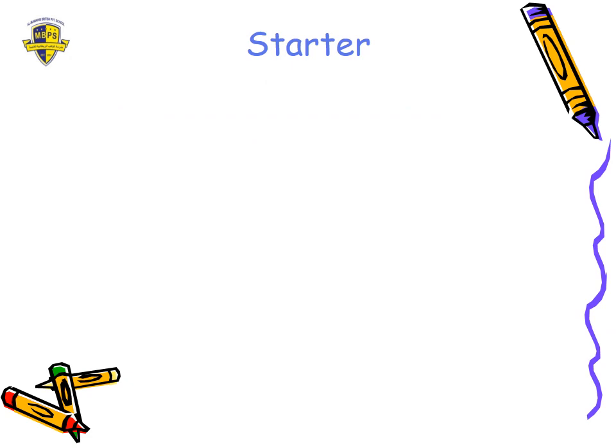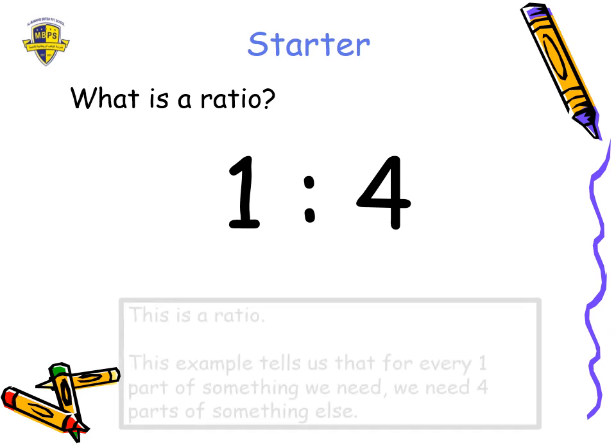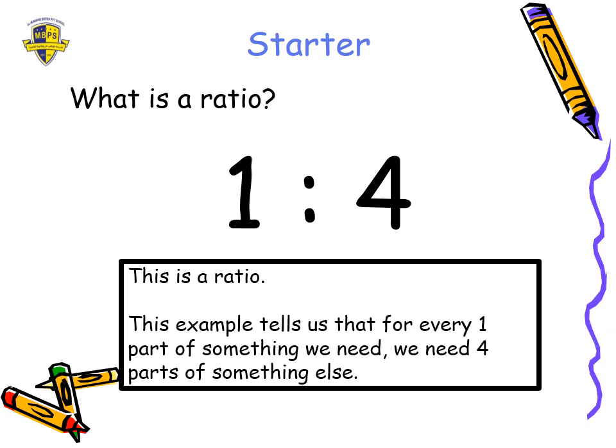Before we start, who can remind me what is a ratio? We explained it last week. So what is a ratio? Good, like 1 to 4. So what does this mean, 1 to 4? Good. This example tells us that for 1 from anything we need 4 in front of them. So for example, if we have 1 apple to 4 oranges.